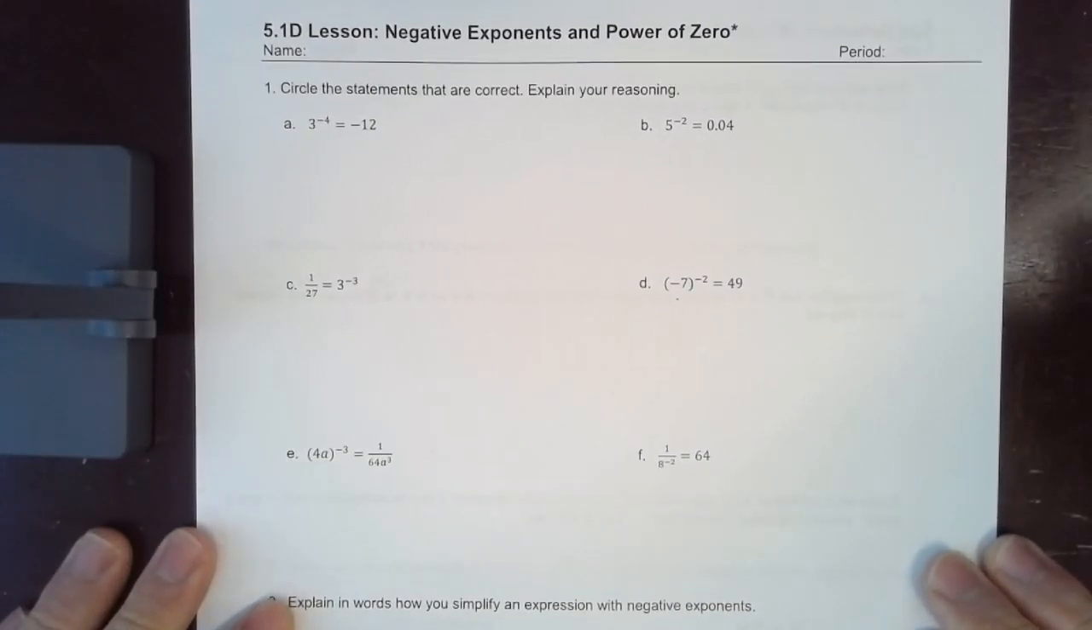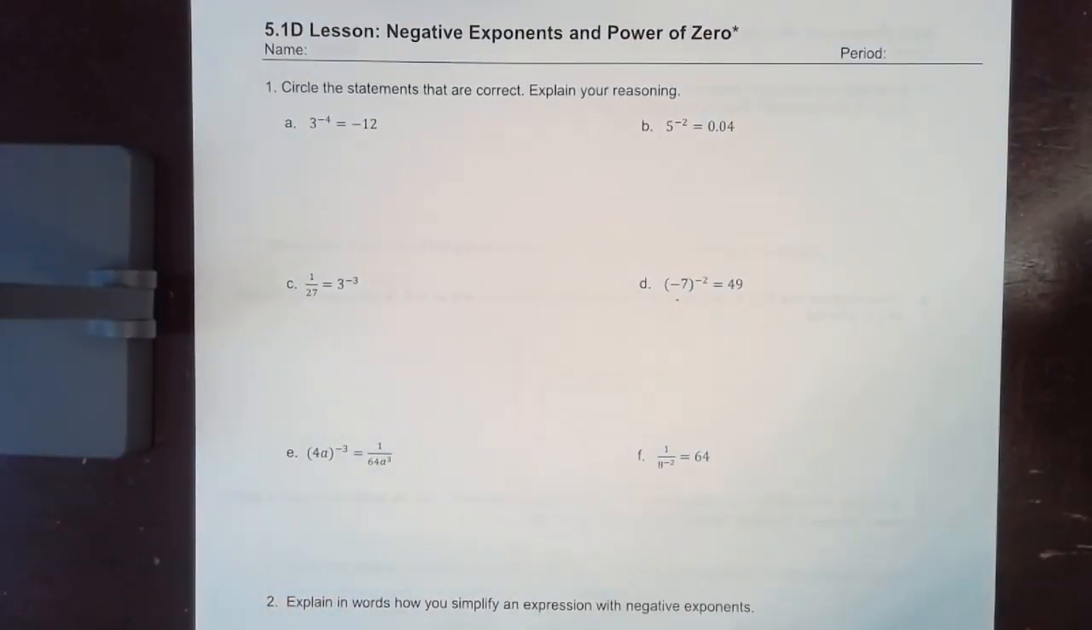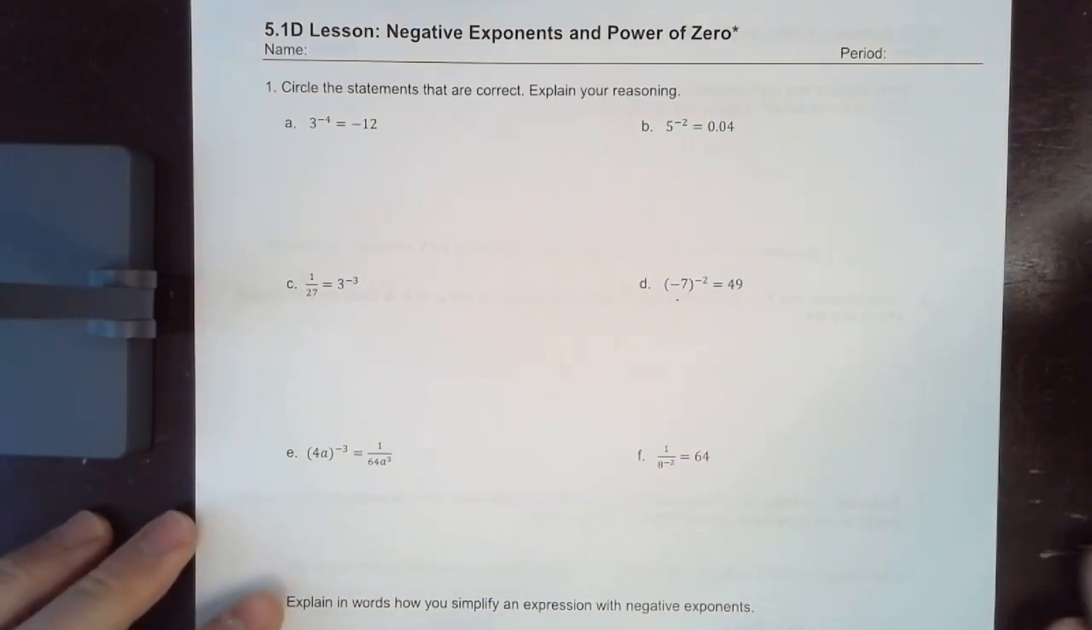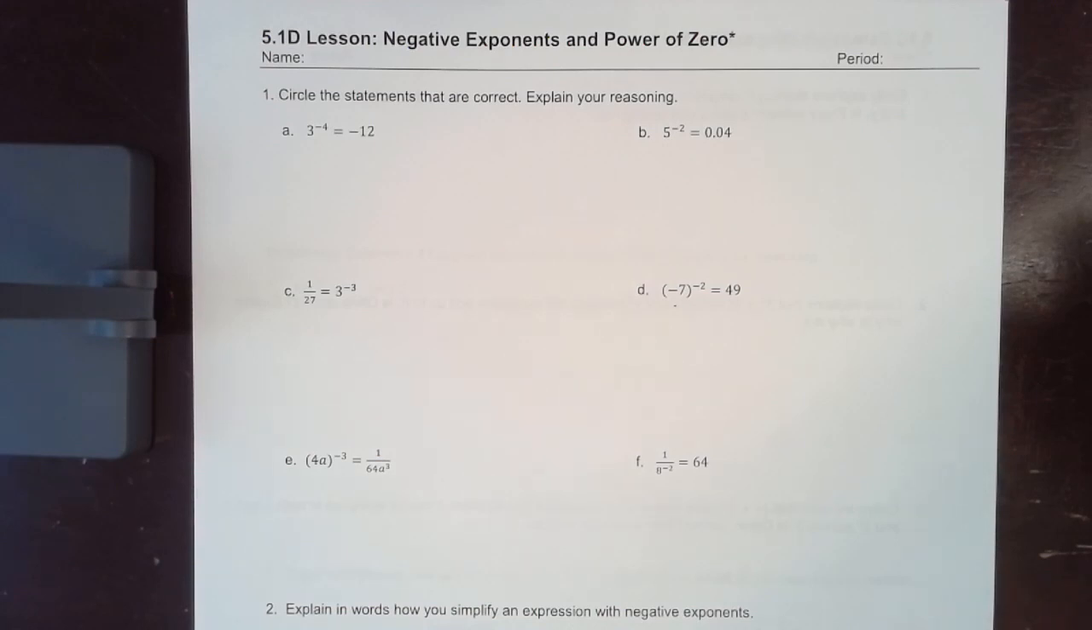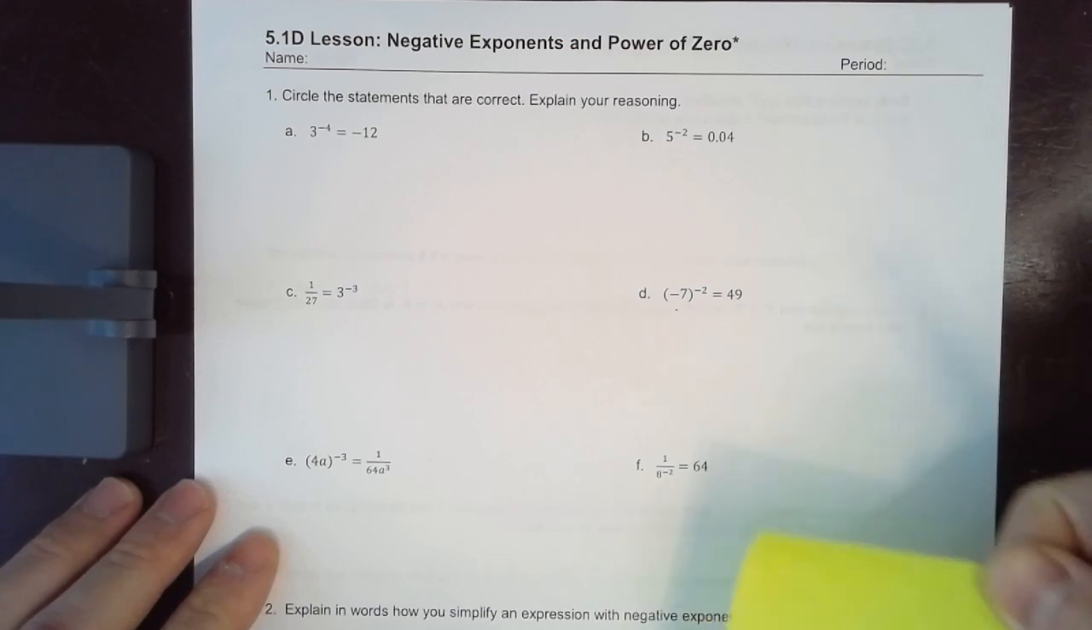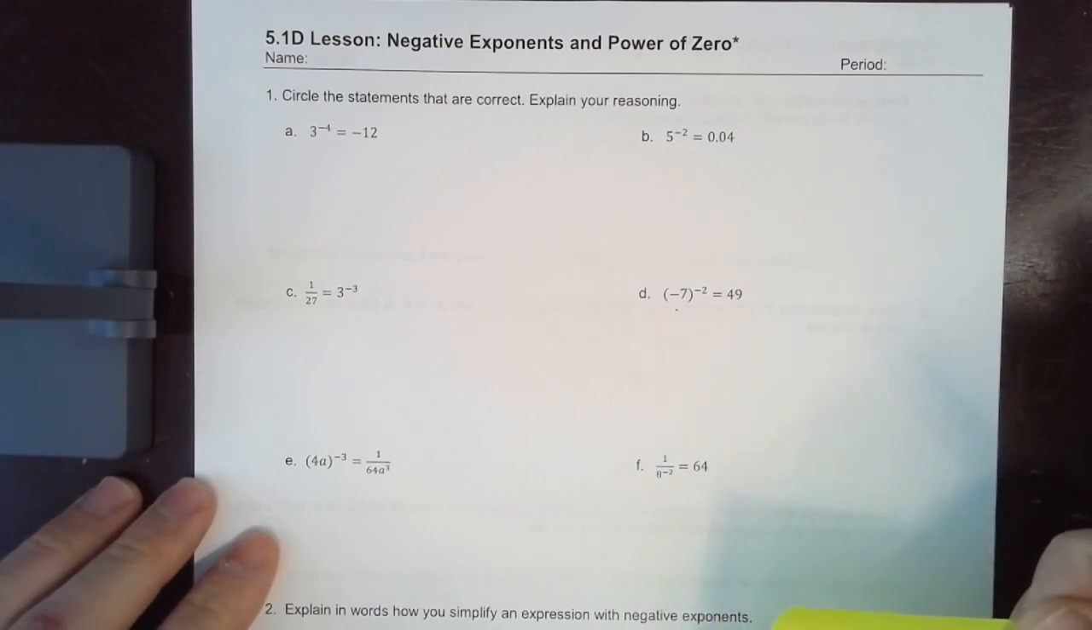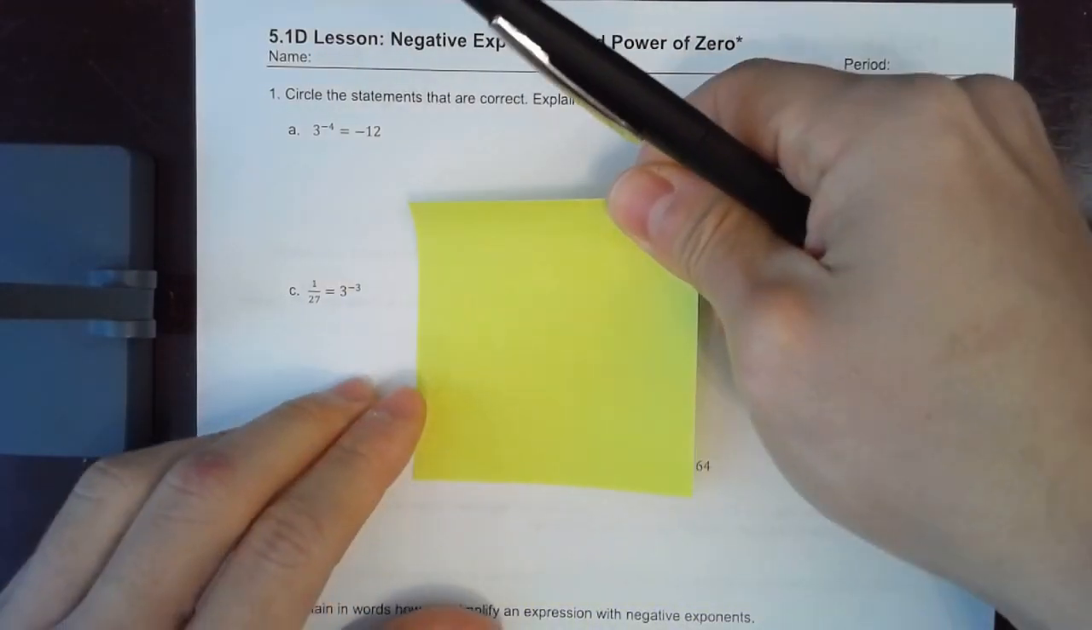All right, Math B Honors students, welcome to the 5.1D lesson on negative exponents and the power of zero. This is going to be an extension of what we already know about exponents. Currently, we know how to multiply like bases and what we do with those exponents. And we also know how to divide like bases.